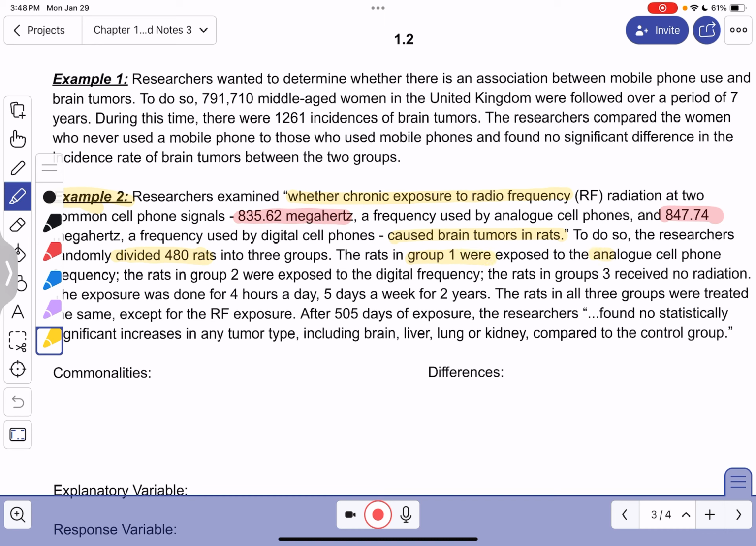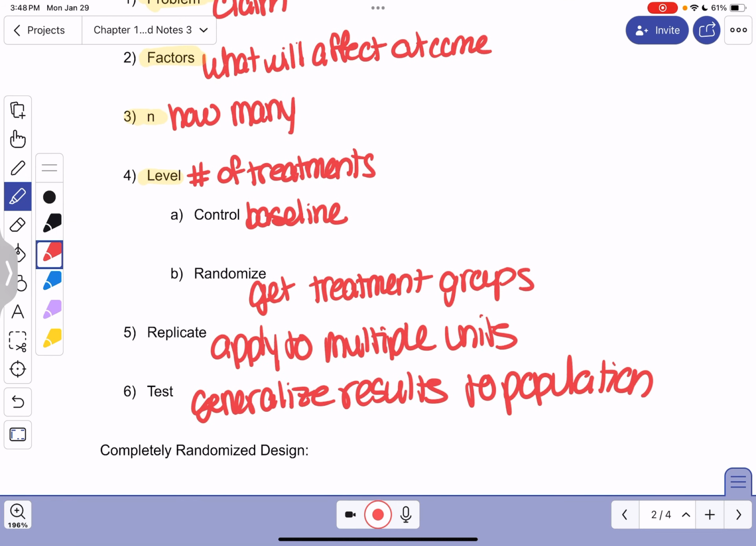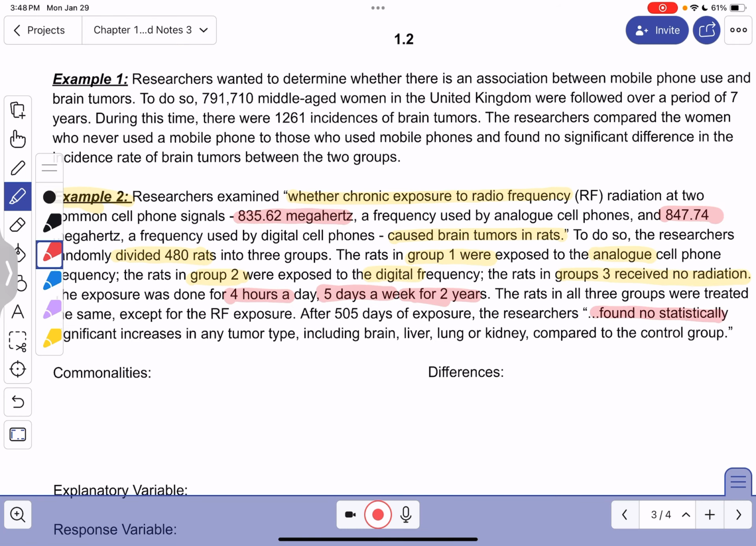Group 1 had the analog. Group 2 had the digital. And then group 3 had no radiation. That's your control group, the no radiation. The other groups, they controlled how long, how often, and how long overall that they got their exposure. So our treatments were the 3 groups. Replicate, they did it over 2 years to 480 rats. And then generalize, there's no statistically significant increases in any tumor type. So that's how they said, even within these 3 groups, there's not much of a difference that we can say it's because of the radiation. So that's kind of where that comes from.